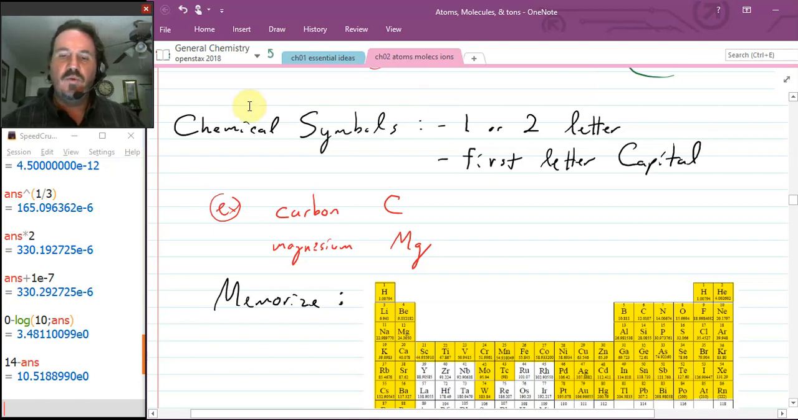All right, now symbol-wise, to show these different elements and the different atoms and the different sizes, we can use 1 or 2 letter symbols, such as carbon, capital C, or magnesium, capital M, lowercase g, Mg. Rule: if it's only 1 letter, it gets capitalized. If it's 2 letters, the first letter is capitalized, the second letter is not. Okay? And so, pretty simple.